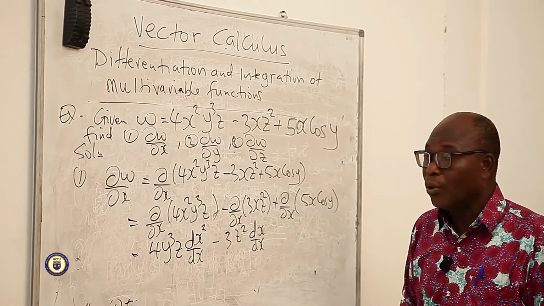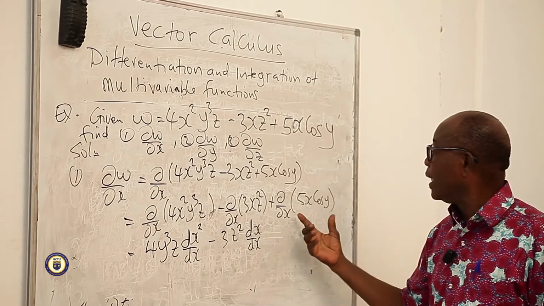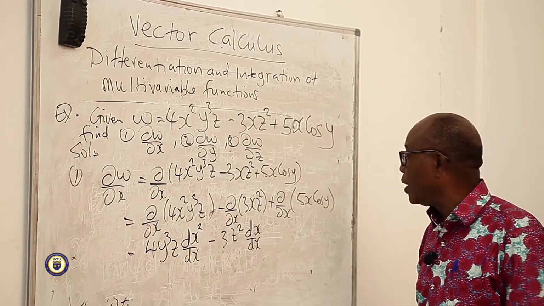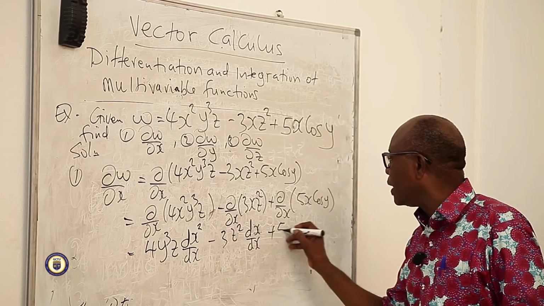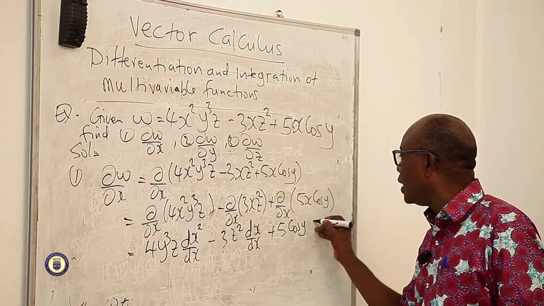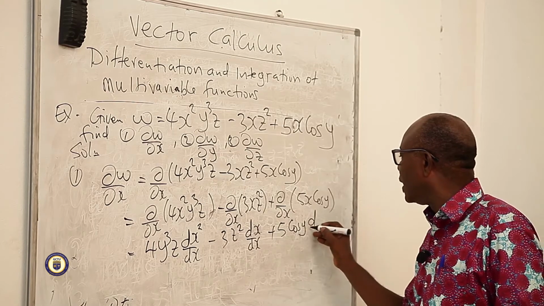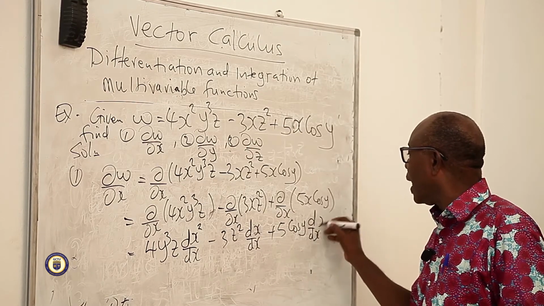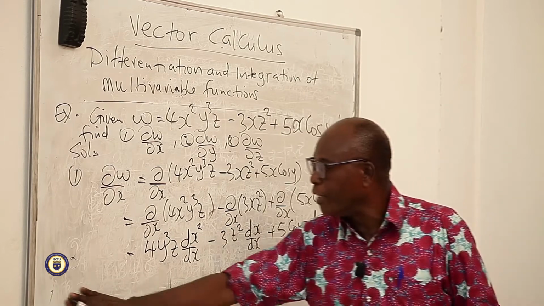And the last one, we are also differentiating term with respect to x. So we say that 5 is a constant, cos y is a constant, and we are left with differentiating x with respect to x. So now let's do the differentiation.